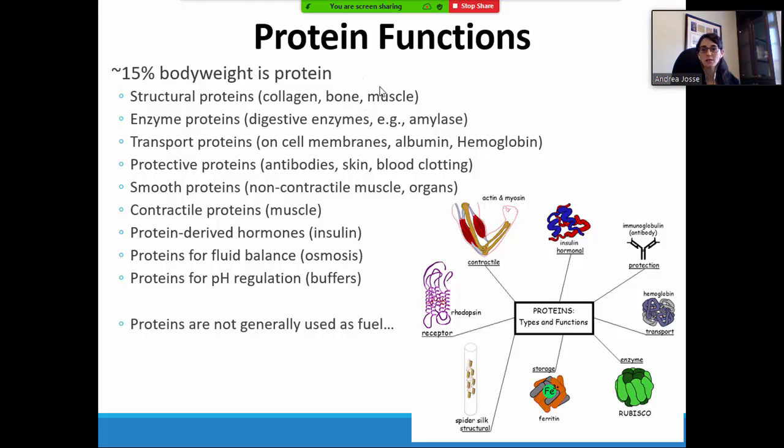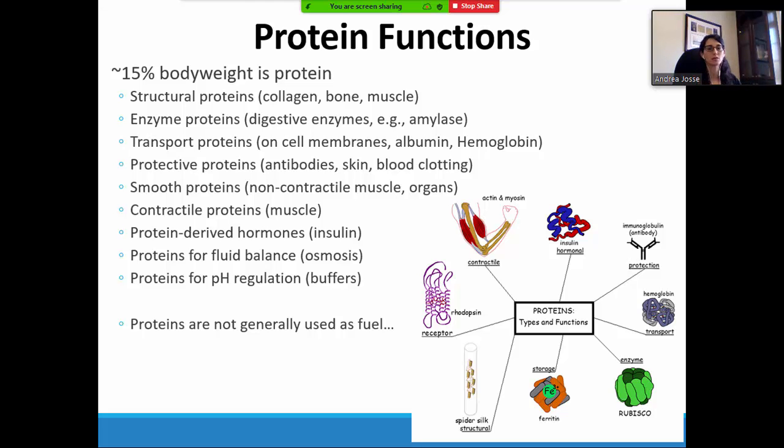One of the main places are structural. So a lot of our proteins are structural. They make up our bones and our muscles. And so those are part of the musculoskeletal system, which provides structure to our body. The most common protein there is collagen protein, but there's also several others.